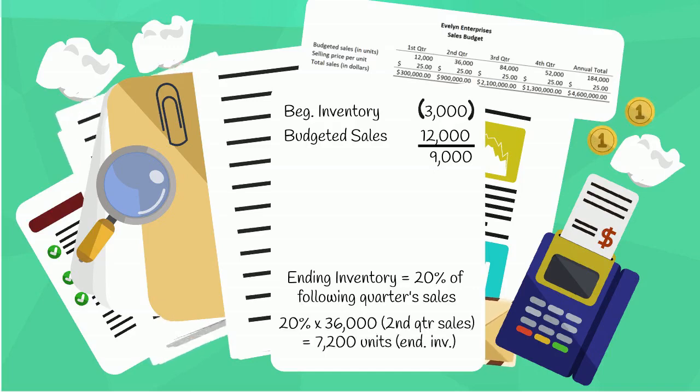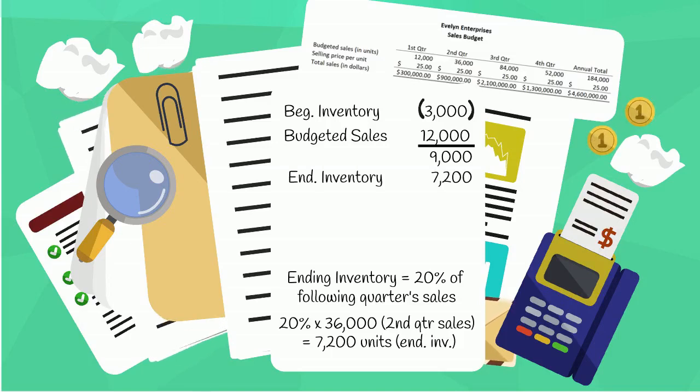This is 20% of the second quarter budgeted sales of 36,000 units. We need to add these units to our production budget for the first quarter. Therefore, we need a total of 16,200 units produced in the first quarter.